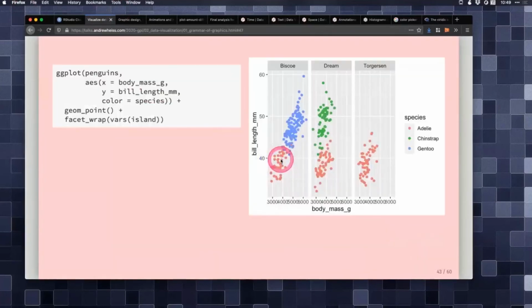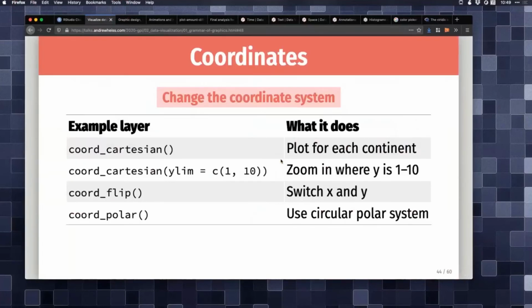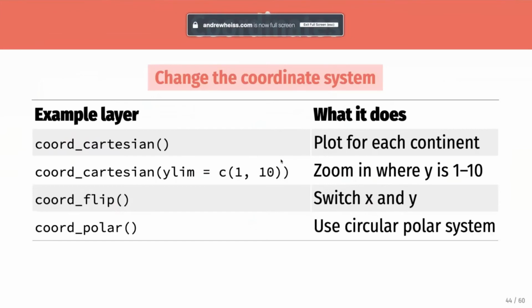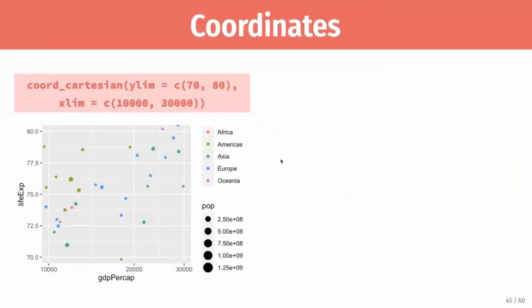Okay, so there's our picture there. So coordinates are also one of these layers. It basically lets you zoom in. So here, if you have coord_cartesian, you can say use the y-axis, but only from 70 to 80. So the data is still there. We didn't throw any of the data away. We're just zooming in just on 70 and 80 and just on 10,000 to 30,000 on the y-axis there.